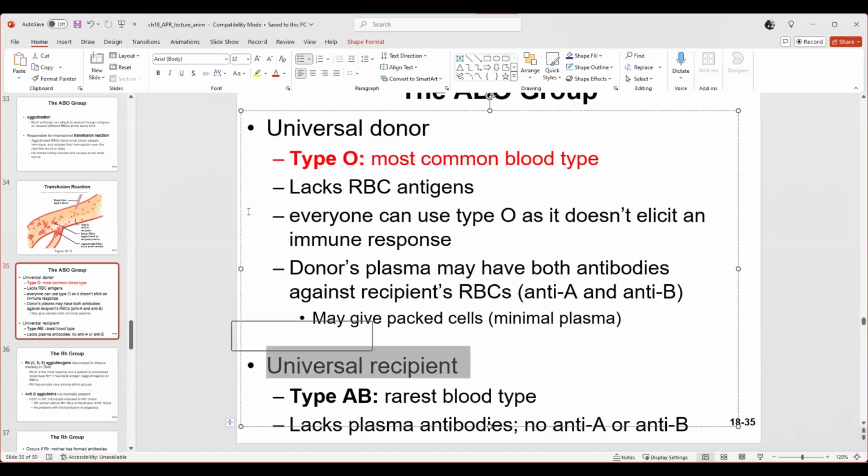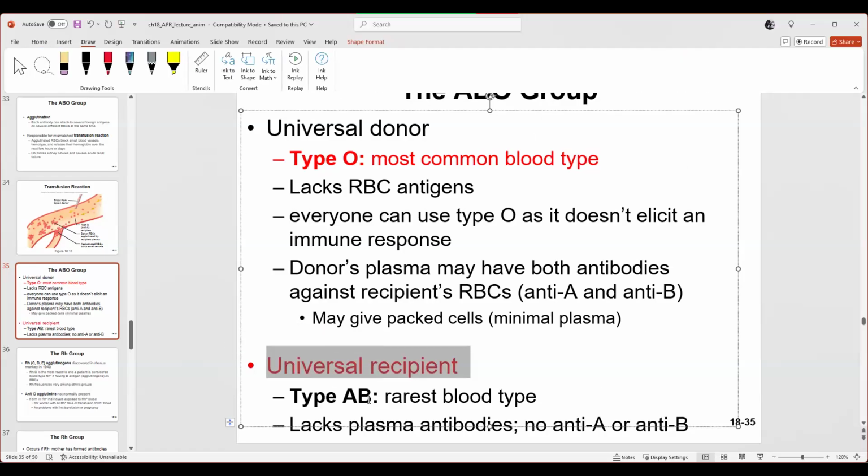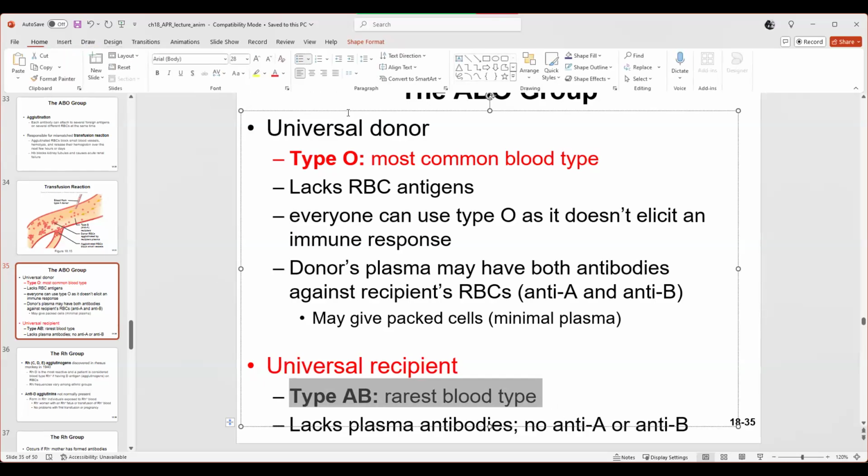Now, the universal recipient is AB, specifically AB positive. Why? People that are AB positive, you don't have antibodies to A because you have it. You don't have antibodies to B because you have it. And if you're AB positive, you have the actual positive blood type for a rhesus factor. So then you don't make antibodies to anything. I can literally, if you're type AB positive, get anybody here and give you blood immediately. Now, obviously, we wouldn't do that, but we could if we wanted.